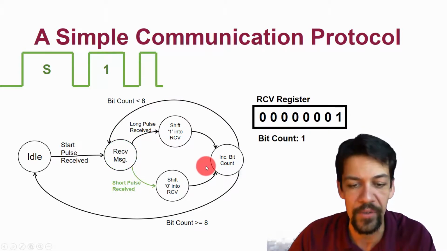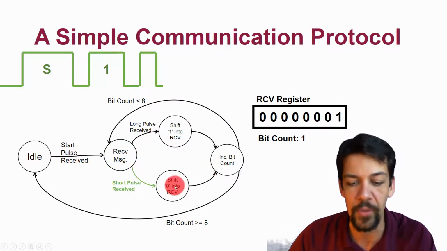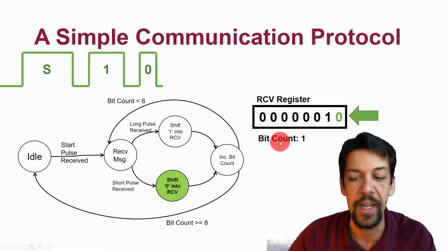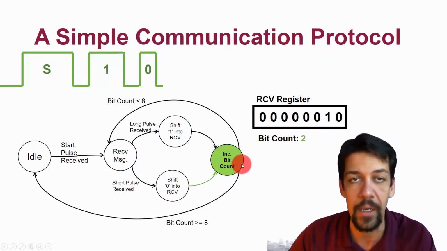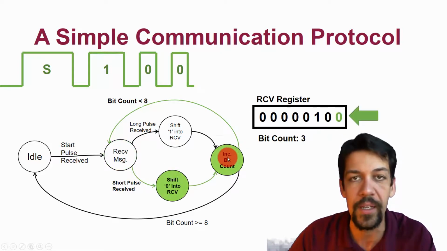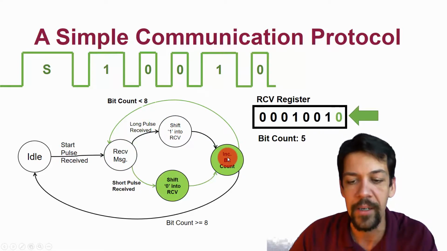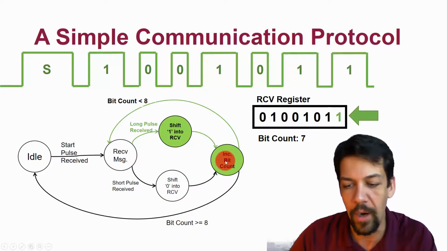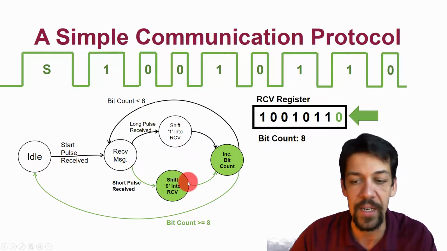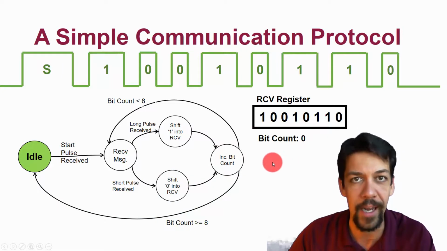Now, the next bit that we receive is a short pulse, so we identify that as a 0. We shift a 0 into our receive register and increment the bit count again. Then we know that it's still less than 8, so we go back to receive message. We keep going through this, receiving a 0, a 1, a 0, a 1, a 1, and we keep shifting these in until we get 8 total bits. Once that's happened, we have received an entire byte, the data inside the receive register is valid, and we can go back to the idle state.